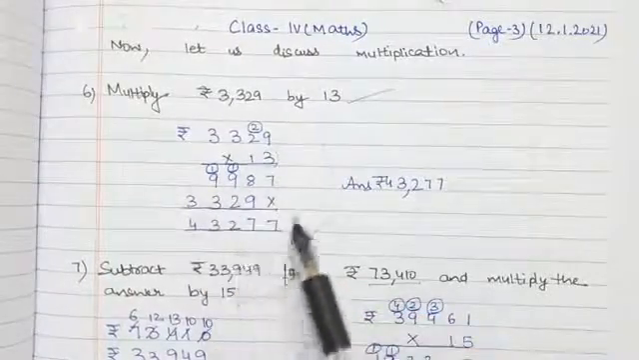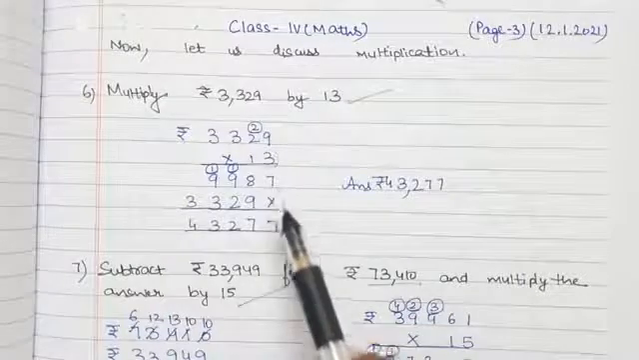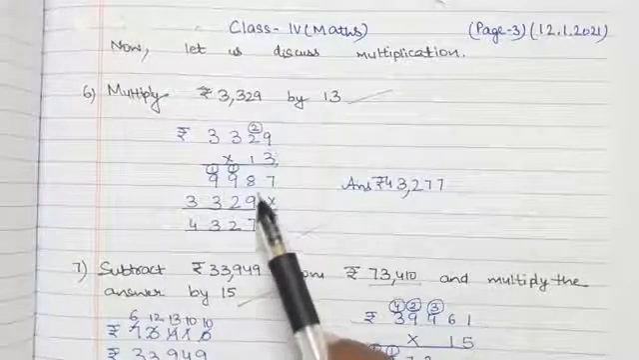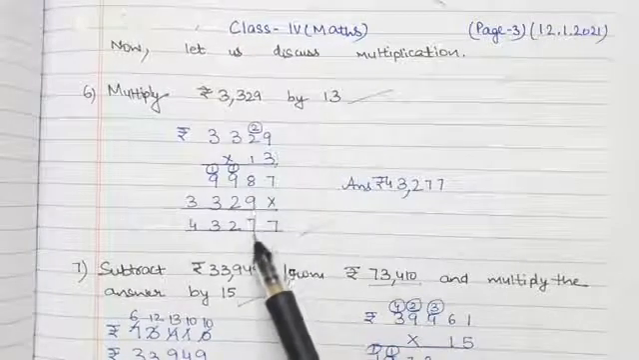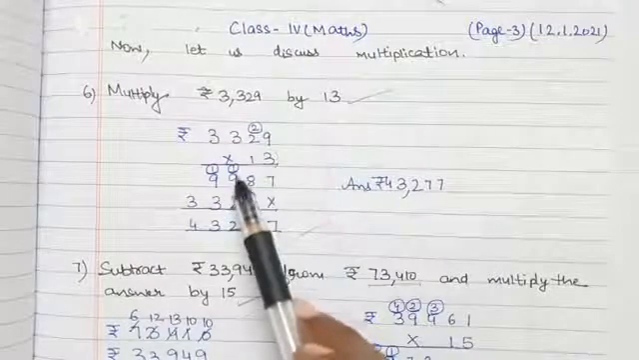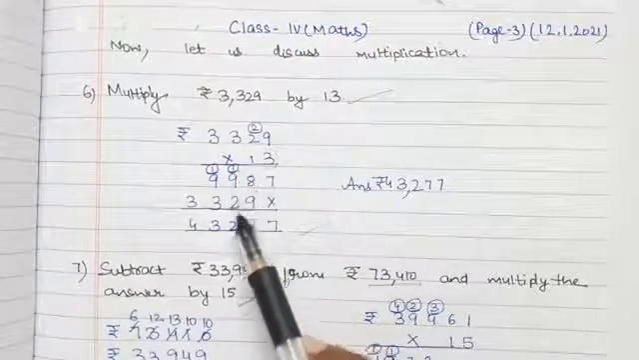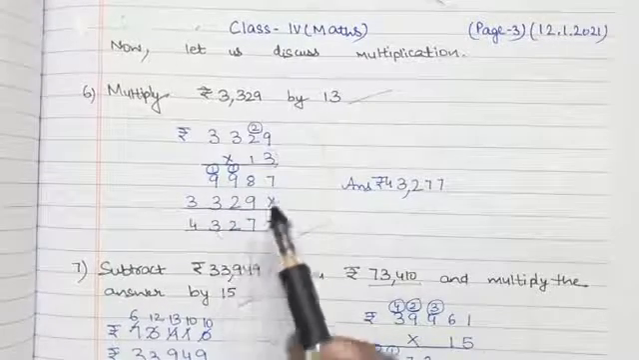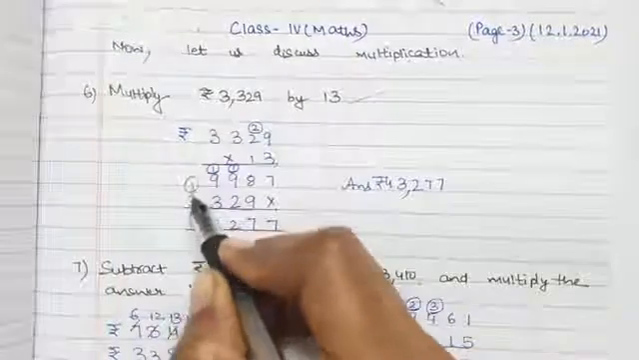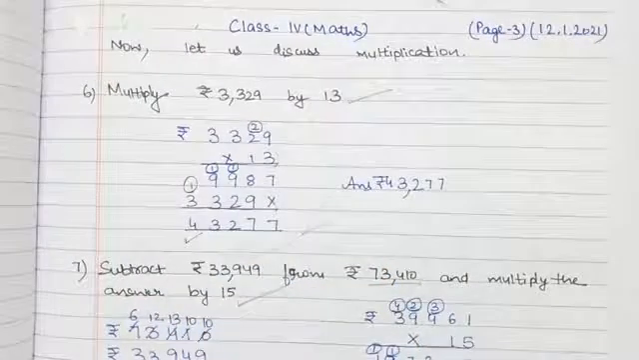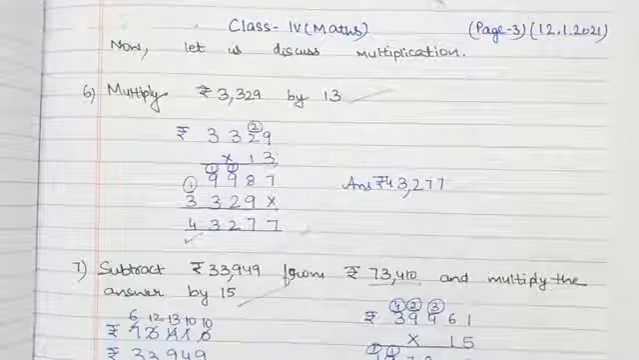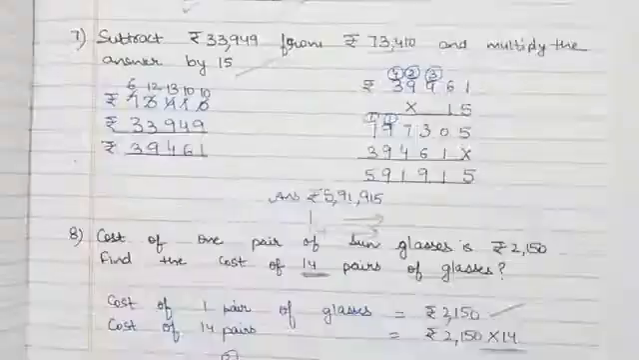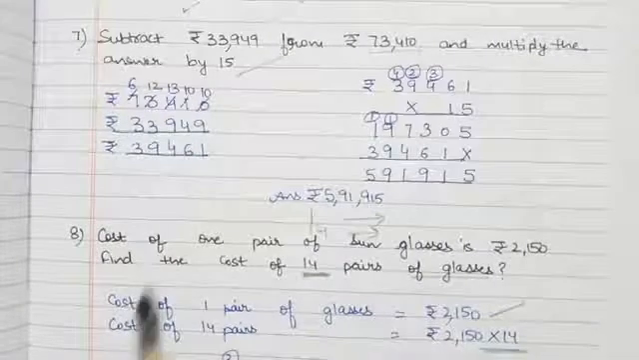So now we will do the addition. 7. That will become 7 only because there is cross. Then 8 plus 9 is 17. 7 here. 1 carry over there. 9, 10 plus 2, 12. Then 1 there. Then 13. Then 1 over here. Then 3 plus 1 we get 4. So answer is 43,277. Clear?